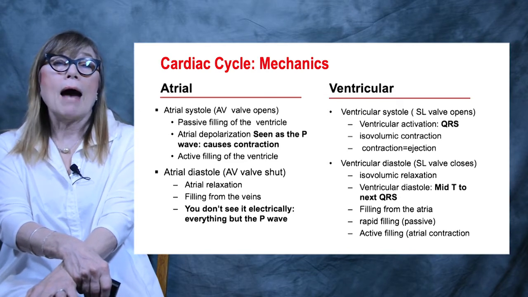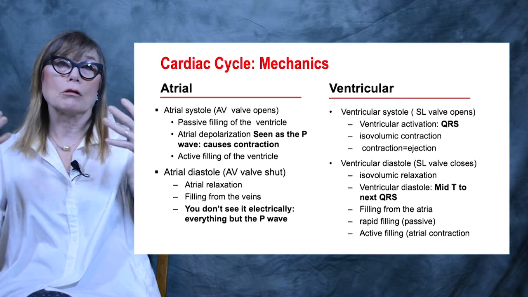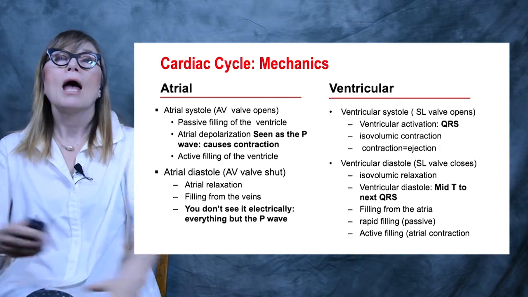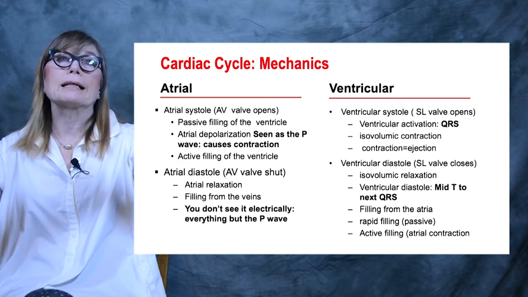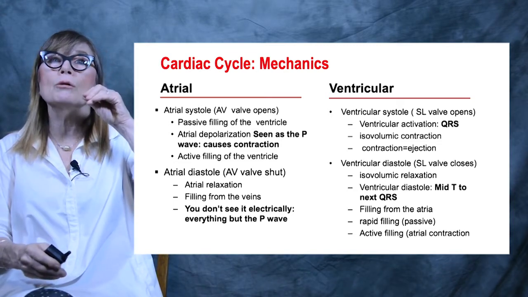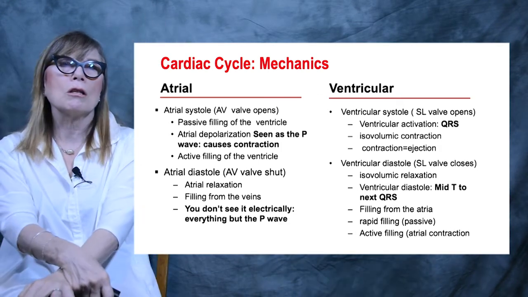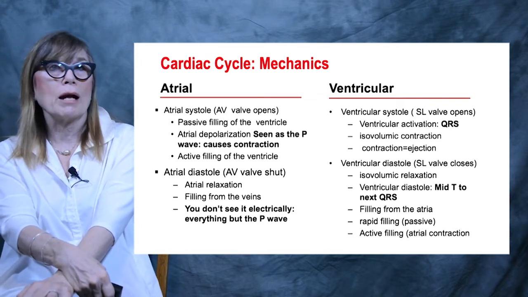Now, after the ventricles have filled, activation of the ventricle occurs. That's the ventricular activation seen as the QRS. And now the ventricle starts to contract. And it contracts and contracts and contracts until that semilunar valve opens up and blood shoots out into the arteries: the aorta for the left heart, the pulmonary artery for the right heart.